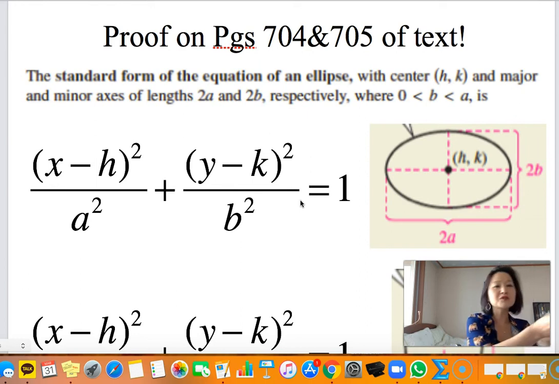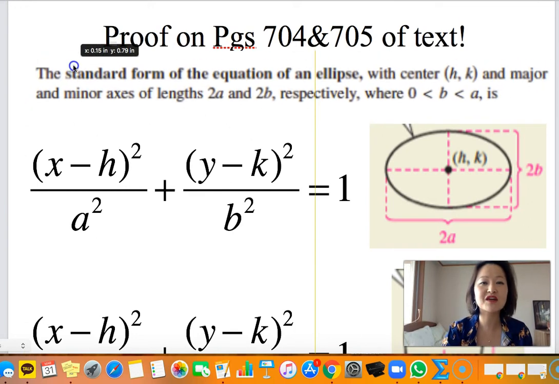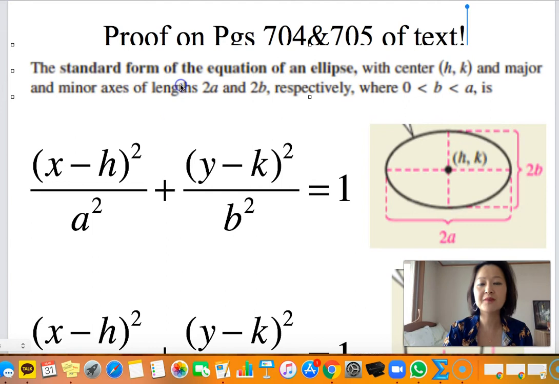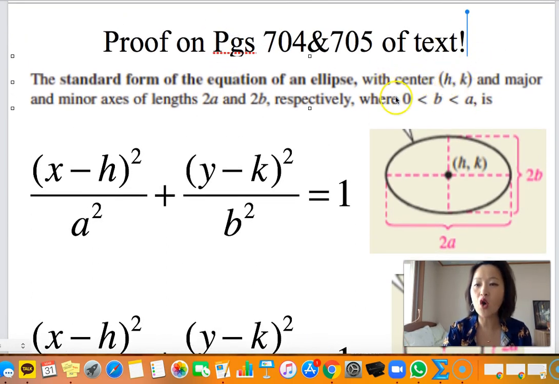All right, so let's move on to the equations. Standard forms. The standard form of the equation of an ellipse with the center (h, k). The center is always at (h, k).